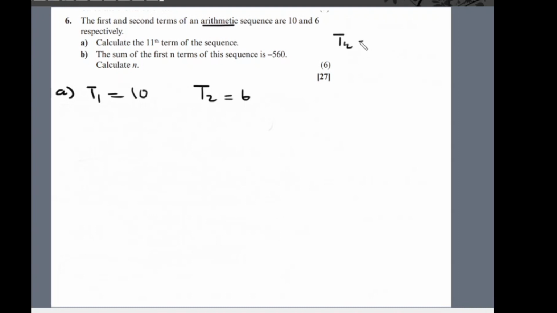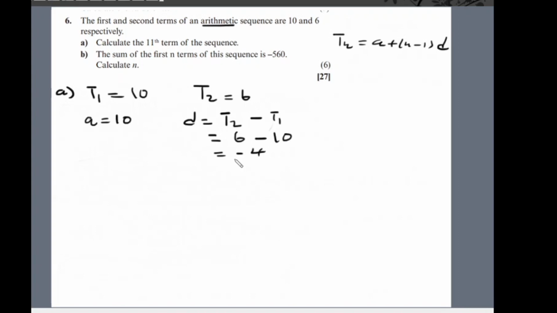Immediately you think about Tn is equals to a plus n minus 1 d, right? So calculate the 11th term of the sequence. So they tell you what T1 is, 10. This means that a is equals to 10, and then T2 is equals to 6. Because it's an arithmetic sequence, we know that we have a common difference, and we can calculate it by saying term number 2 minus term number 1, right? Term number 2 is 6, term number 1 is 10. Therefore d is equals to minus 4.